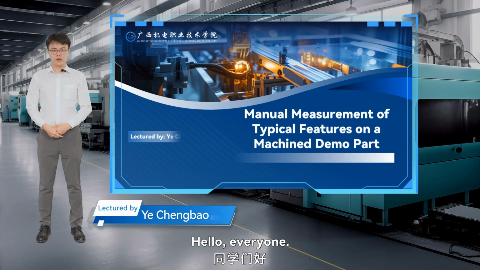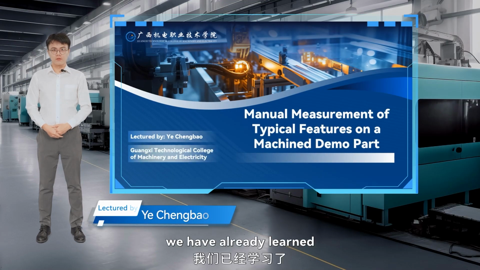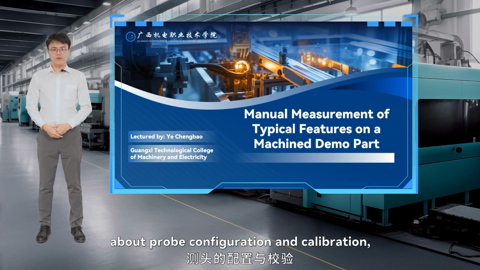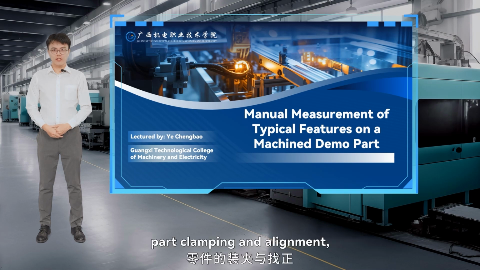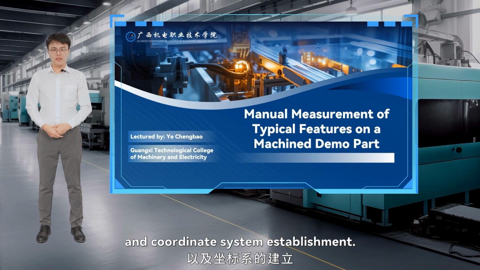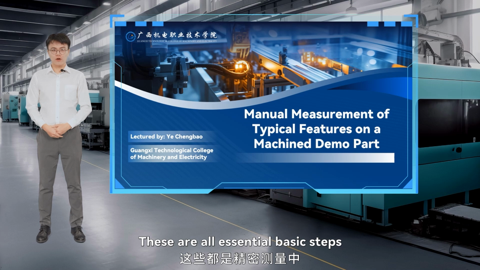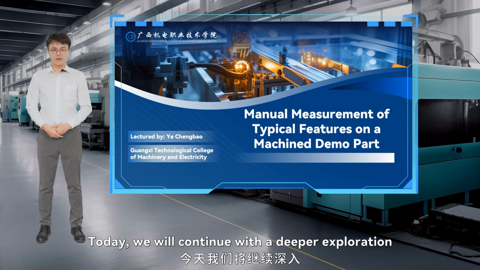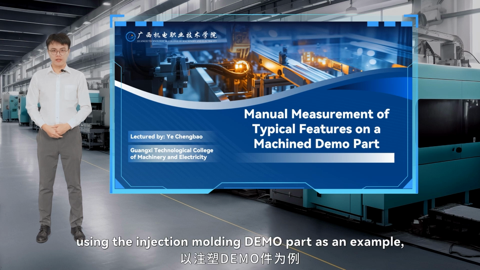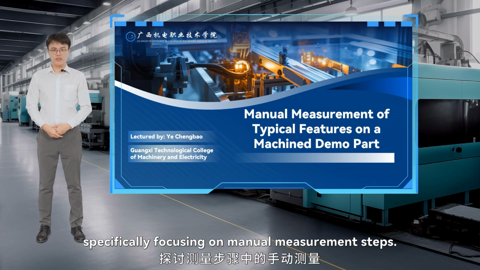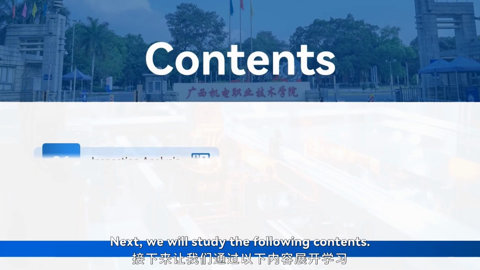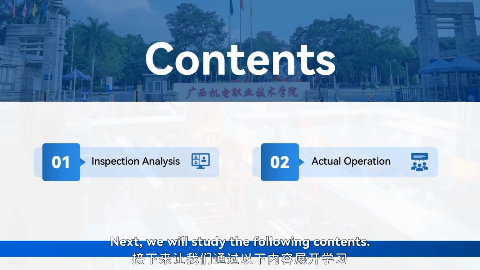Hello, everyone. In the previous lessons, we have already learned about probe configuration and calibration, part clamping and alignment, and coordinate system establishment. These are all essential basic steps in precise measurement. Today, we will continue with a deeper exploration using the injection molding demo part as an example, specifically focusing on manual measurement steps. Next, we will study the following contents.